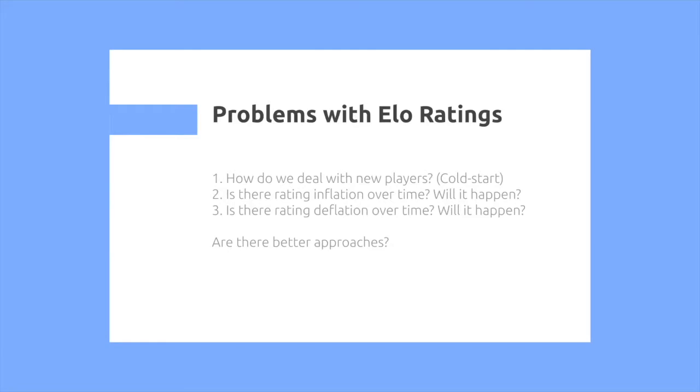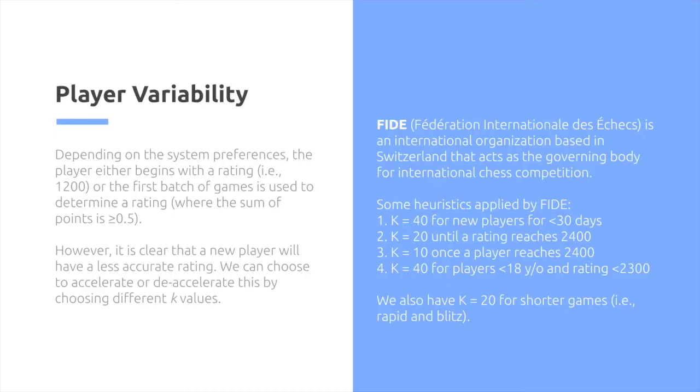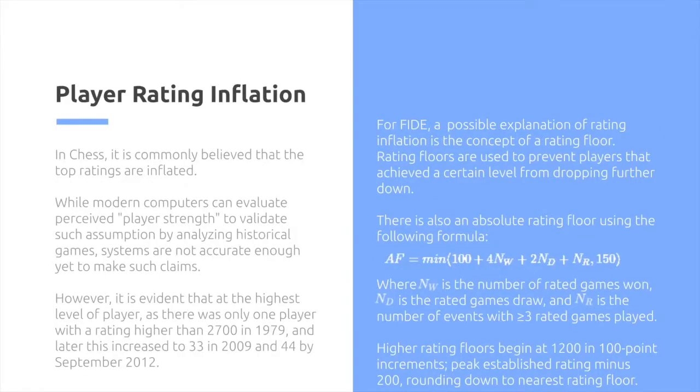So how do we deal with new players, which is known as the cold start problem? Rating inflation over time, and is there rating deflation over time? And are there better approaches to not using Elo ratings at all? So, player variability. Depending on the system preferences, the player either begins with a rating, such as 1200, or the first batch of games is used to determine a rating, with the sum of points greater than or equal to 0.5. However, it is clear that a new player will have a less accurate rating. We can choose to either accelerate or decelerate this by choosing different k values.